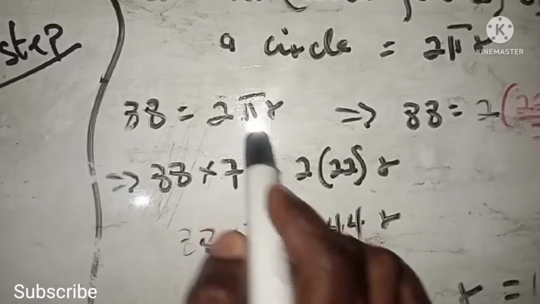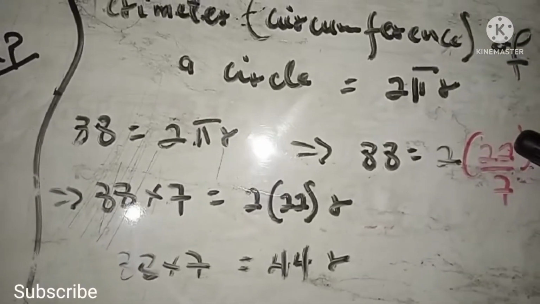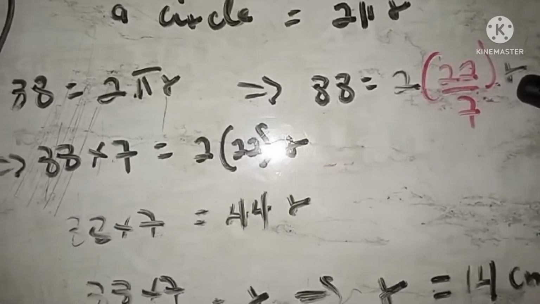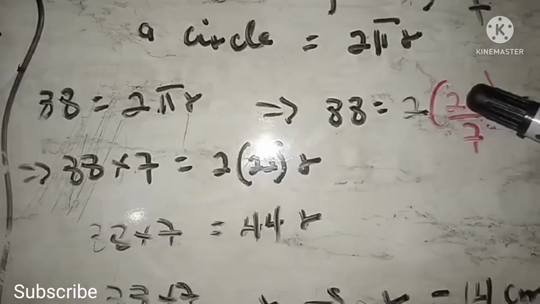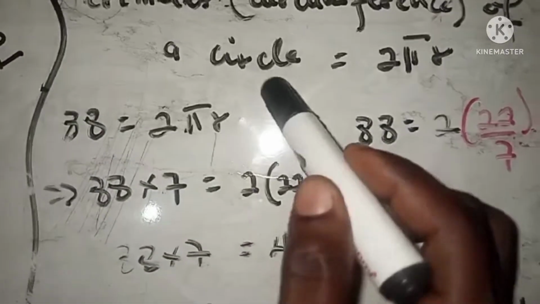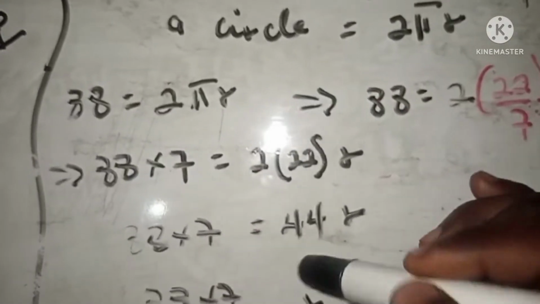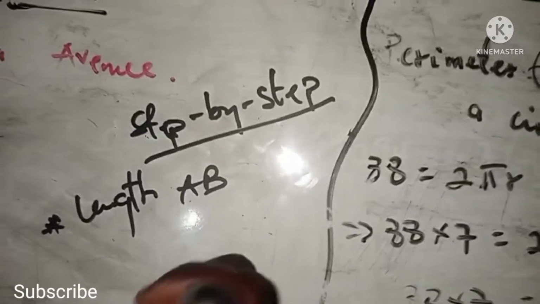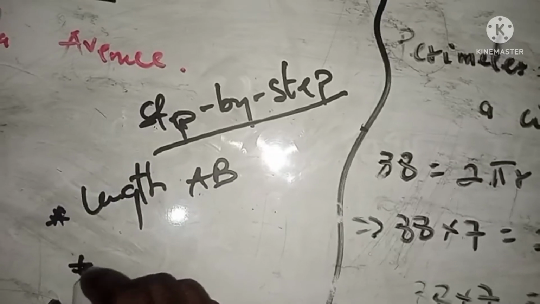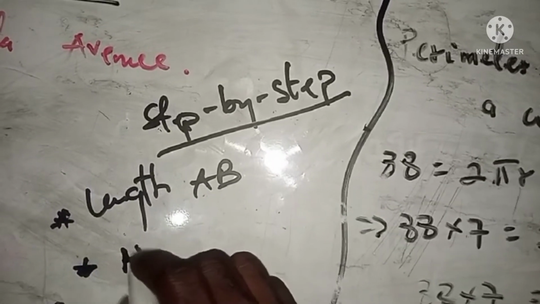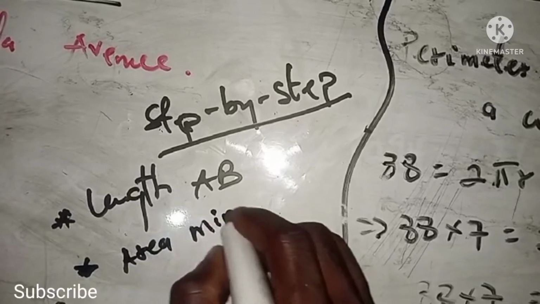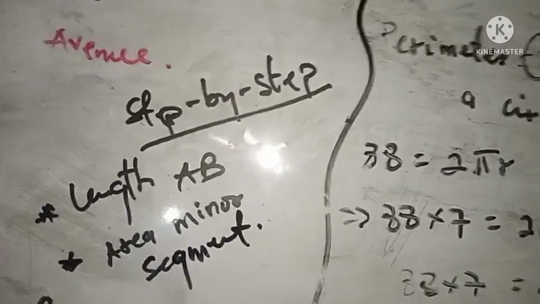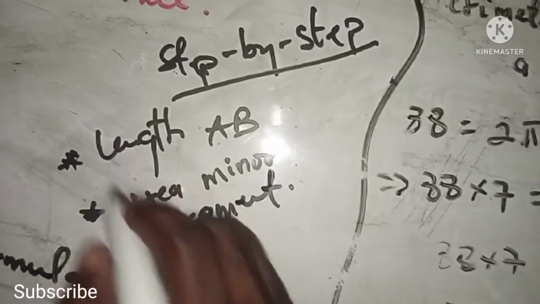You know that pi here is 22 over 7, right? So 88 is equal to 2 multiplied by 22 over 7, and then multiplied by r. Nobody is asking you to find this, but you have to solve it to get some other information that will help you solve what they are asking you to find. Here they ask you to find the length, and the second one they are asking you to find the area of the minor segment, right?